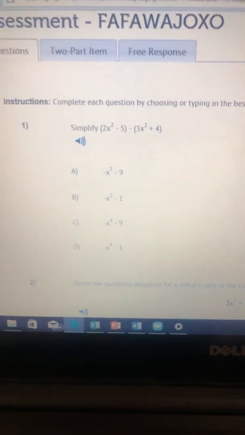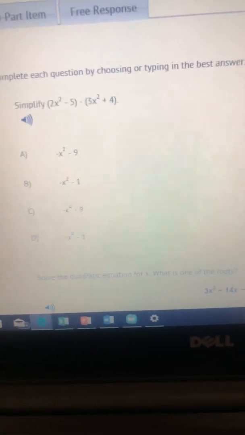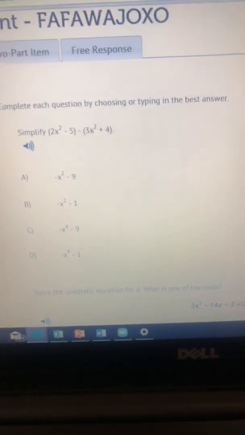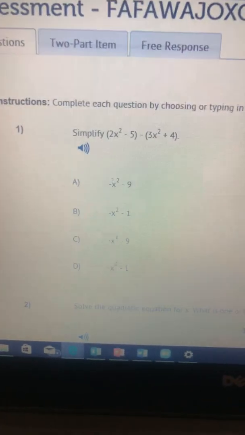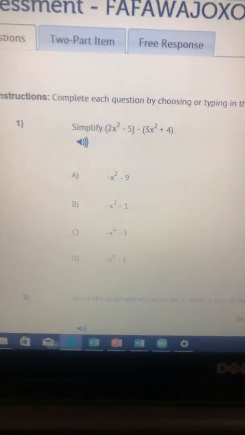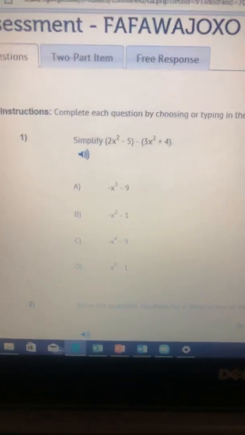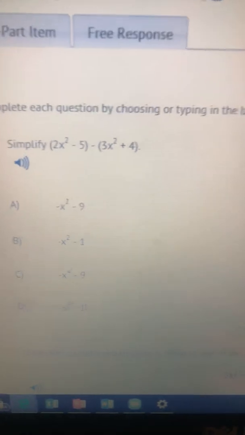I know some of you told me that you really struggled with it. So what we're going to do is look at the test on USA Test Prep, and then I'm going to work them out for you. Your questions were probably in a different order, that's okay, but they're all the same questions and they're all there. So let's take a look at number one.